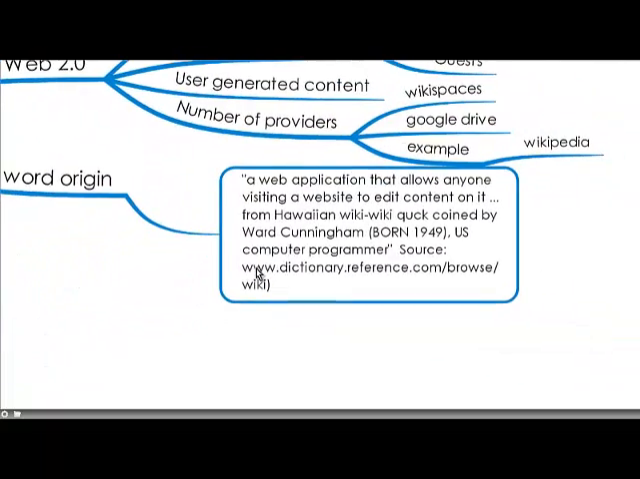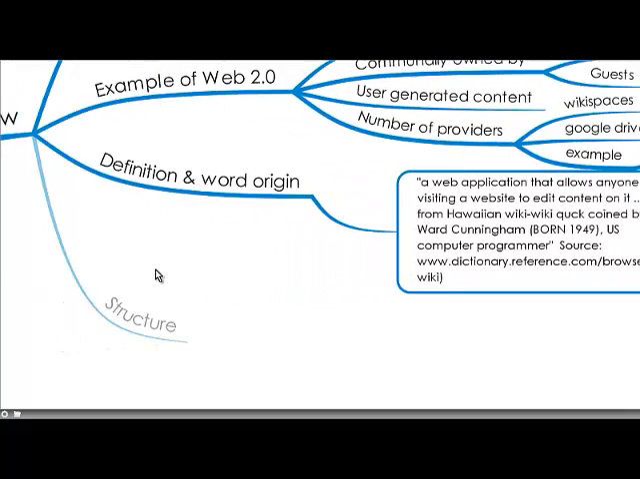So what is the word origin? Well, it's a web application that allows anyone visiting a website to edit content on it, and it's from the Hawaiian language, wiki, which means quick, which was coined by Ward Cunningham. So I love that, wiki, quick. I'll always remember that now.